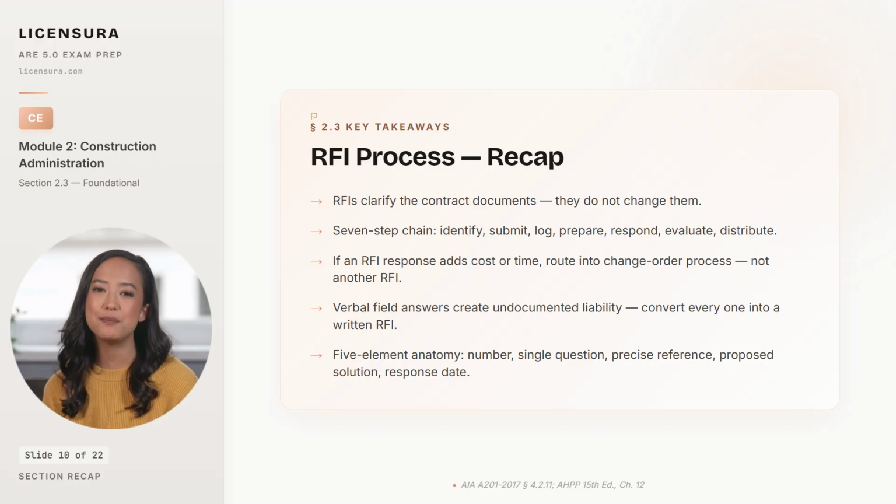Every verbal answer becomes an undocumented instruction the architect cannot reproduce, and the discipline is to convert every verbal exchange into a written RFI the same day. And the 5-element anatomy: number, single question, precise reference, proposed solution, response needed date, is the quality test that prevents RFIs from cycling 3 times before producing a usable answer.